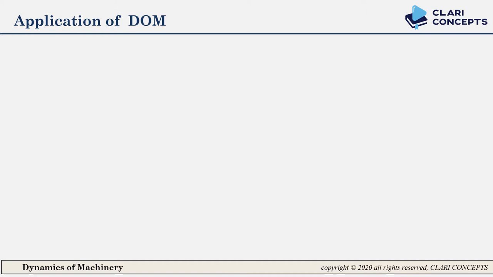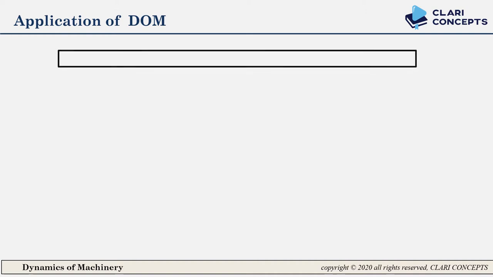Now we move forward to the application areas of dynamics of machinery. The easiest way of learning this subject is to correlate it with the real world. So let's start by taking the first example of a swing.